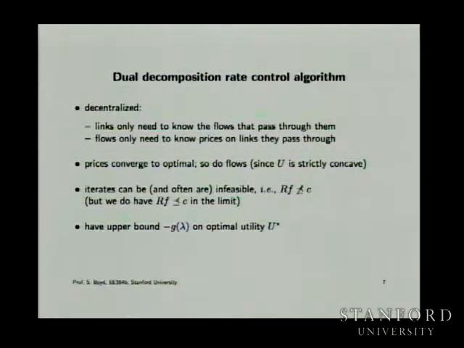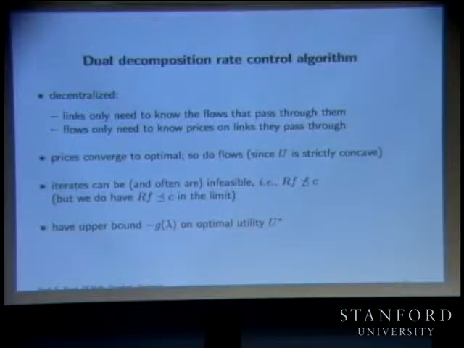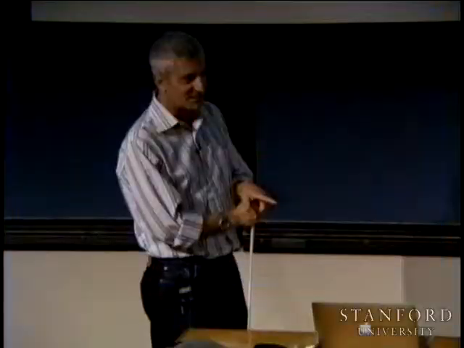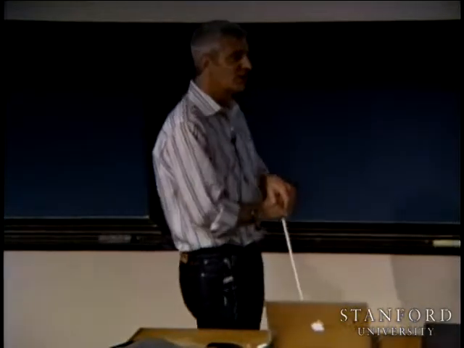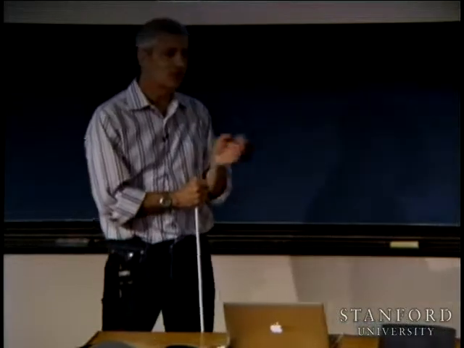In fact, each flow needs to know absolutely nothing except what is the current price. What's the sum of the prices on the links it flows over? So a flow doesn't even need to know, for example, how many links it has. Totally irrelevant. It's completely irrelevant, right? All it needs to know is what's the current total price.